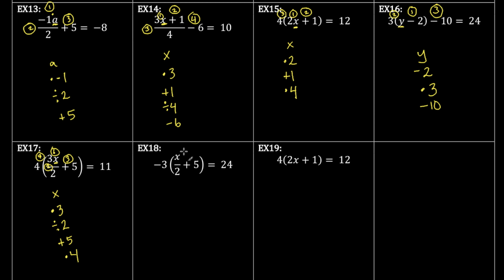Example 18. This equation reads -3 times x divided by 2 plus 5 equals 24. So in this equation, we start off with x. We divide it by 2. We add 5. And then we multiply this entire answer by -3.